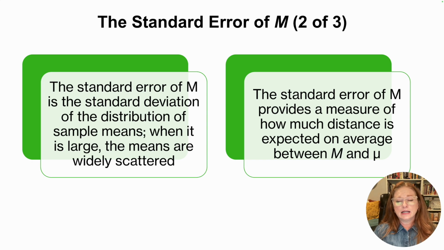The standard error of the mean provides a measure of how much distance is expected between the sampling average, M, capital M, and the population average, mu.